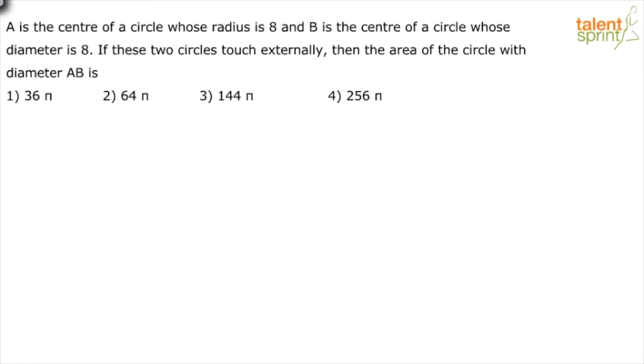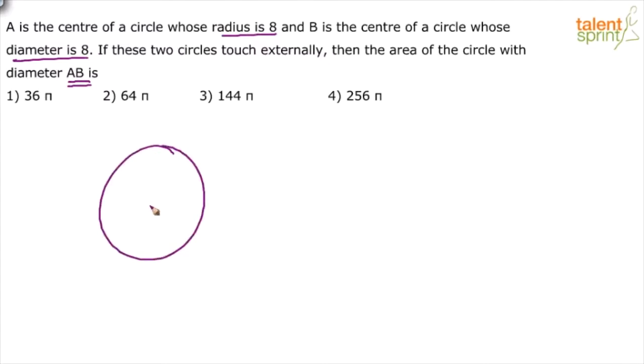So let's discuss this. See what it says. A is the center of a circle whose radius is 8 and B is the center of a circle whose diameter is 8. Centimeters, meters, whatever be the units, right? Now if these two circles touch externally, then what will be the area of the circle with diameter AB? So let's work on this.